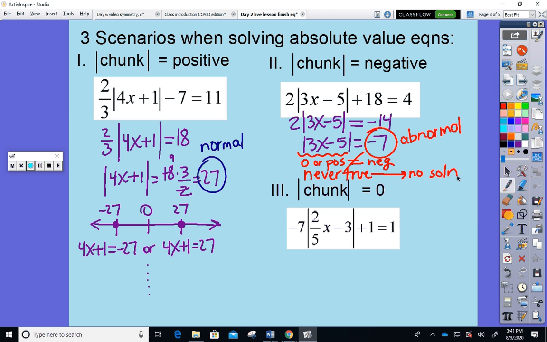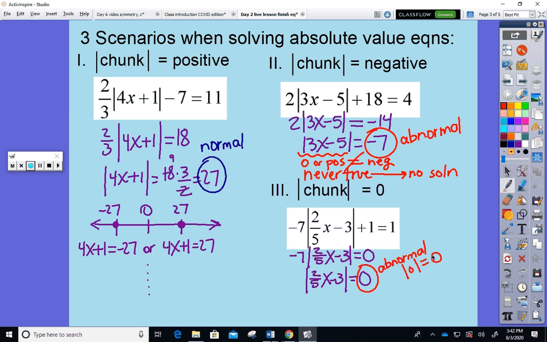So let's go to our third scenario. On this one, I'm going to say -7 times my chunk equals 0, which means when I divide by -7, I get 0. So this statement, again, because it's 0 right here, is turning out to be an abnormal problem, which means you don't have all the normal amount of work, and you need to stop and think about it.